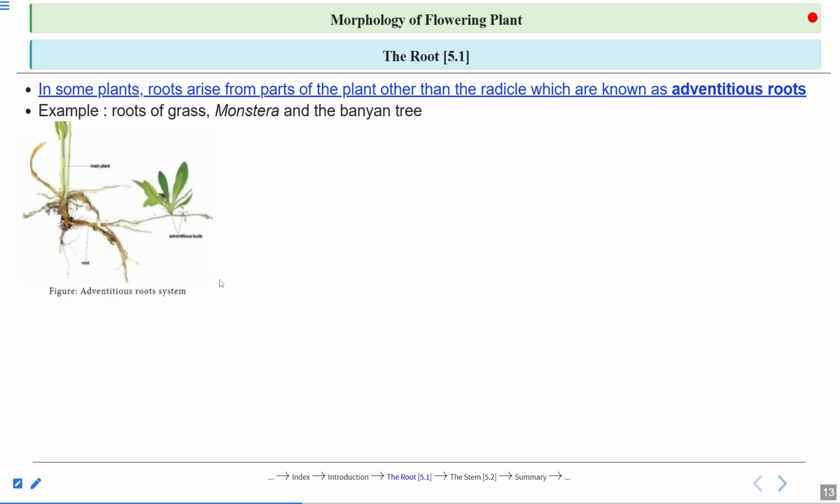Here you can see, this is one plant, and from here another plant, and here you can see many adventitious roots emerging out. Here you can see these are the adventitious roots. In the money plant also you can see that.